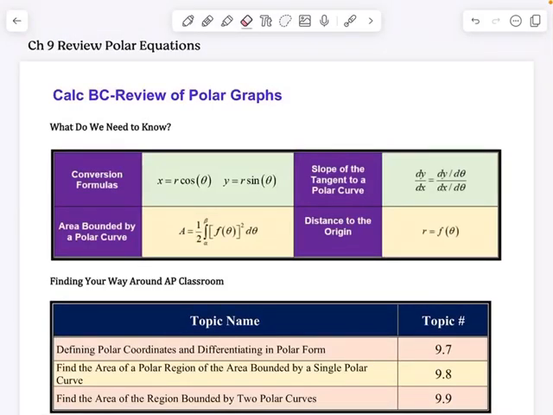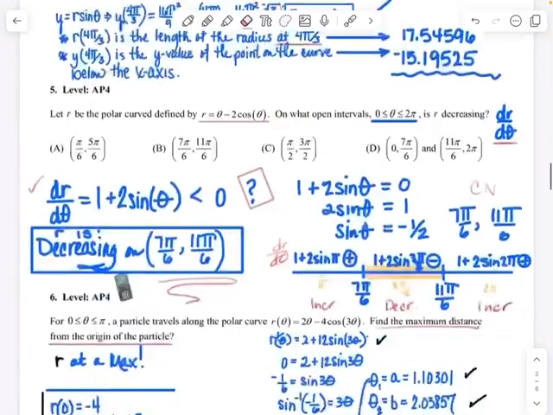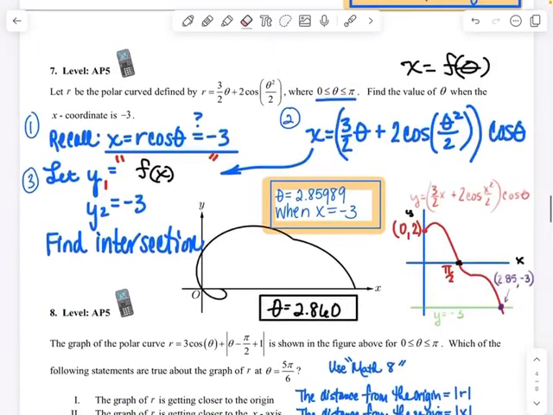Okay, guys, back on the second video for going over the homework for the review of polar graphs, chapter 9 review. And so we left off at question number 7. Question number 7 is again another calculator problem.